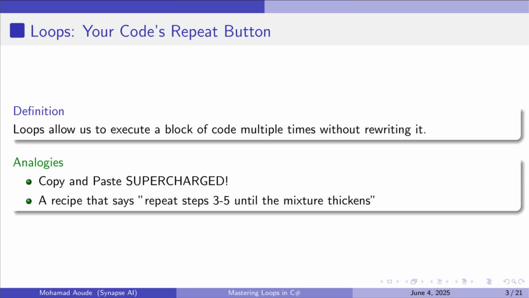A loop is simply a programming construct that allows a block of code to run multiple times without you rewriting it. Think of it like a supercharged copy and paste or a recipe instruction that says, repeat steps 3 through 5 until the mixture thickens. Using loops saves you time and reduces errors because you maintain one block of code instead of many copies.